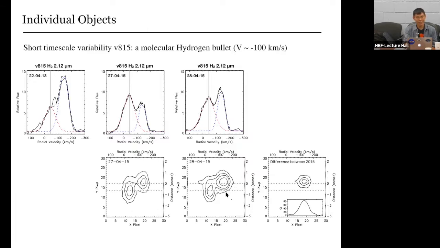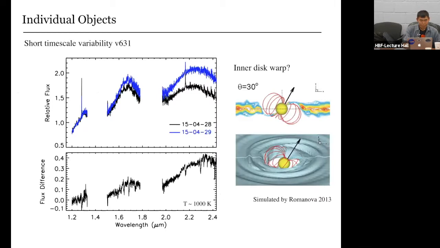When we see it on the detector, we have a contour here. By taking the difference between the two nights, we can see a very nice Gaussian shape, a high velocity component here, which means the star is shooting out more molecular hydrogen on a one day time scale. And the velocity is about 100 kilometers per second. It's very fast.